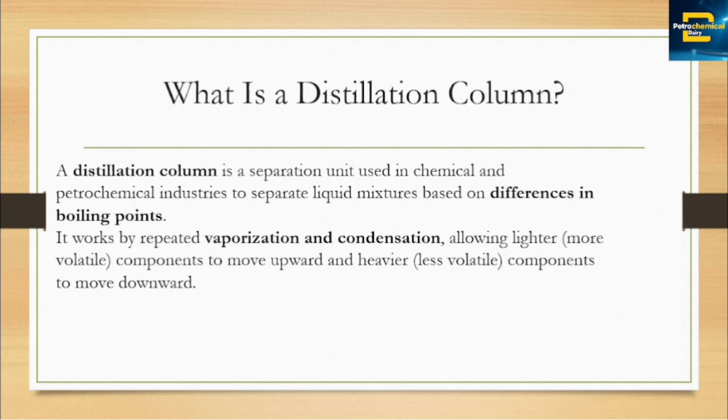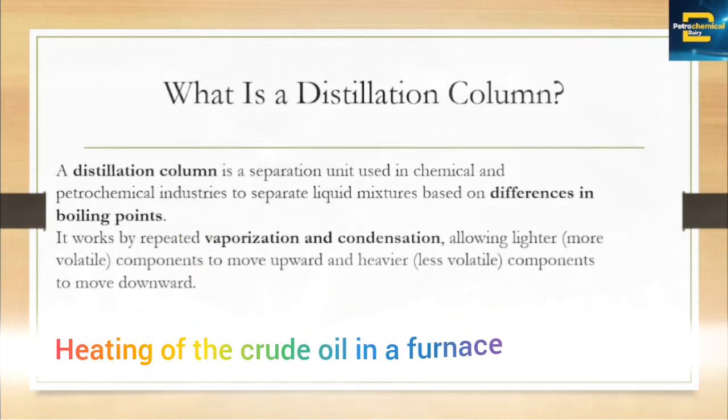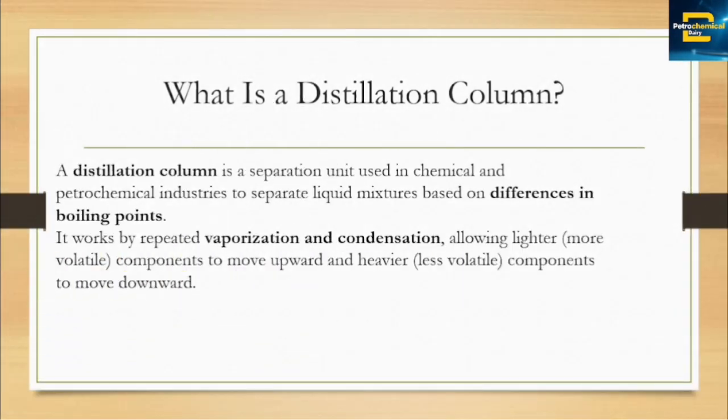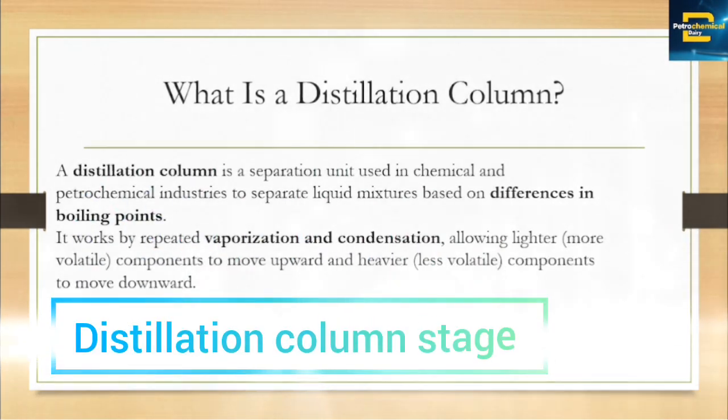After the preheating and desalting stage, we have heating in the furnace. After the desalting, the crude oil is further heated in a large furnace, typically reaching temperatures between 350 degrees Celsius and 400 degrees Celsius. This intense heat transforms most of the crude oil into a hot vapor-gas mixture. When that is done, it moves to the distillation column for separation.